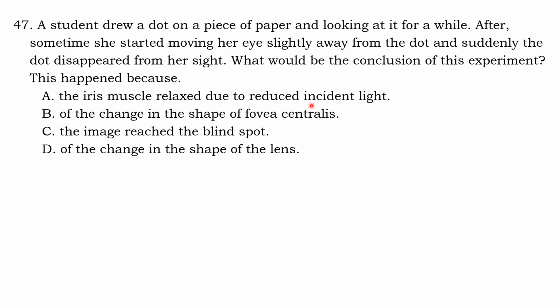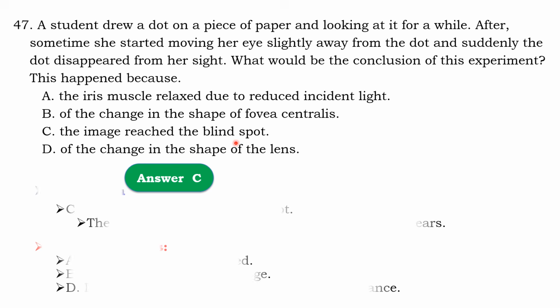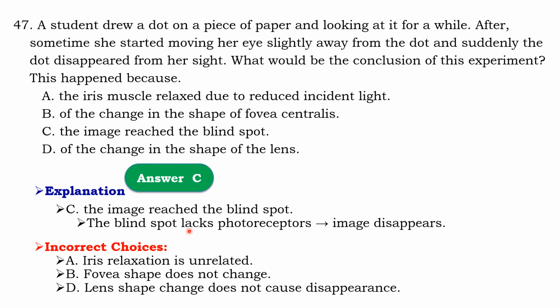A, the iris muscle relaxed due to reduced incident light. B, because of changes in the shape of the fovea centralis. C, the image reaches the blind spot. D, because of the change in the shape of the lens. So the answer should be C, because this happens when the image reaches the blind spot. It means that the blind spot lacks photoreceptors, so the image disappears.